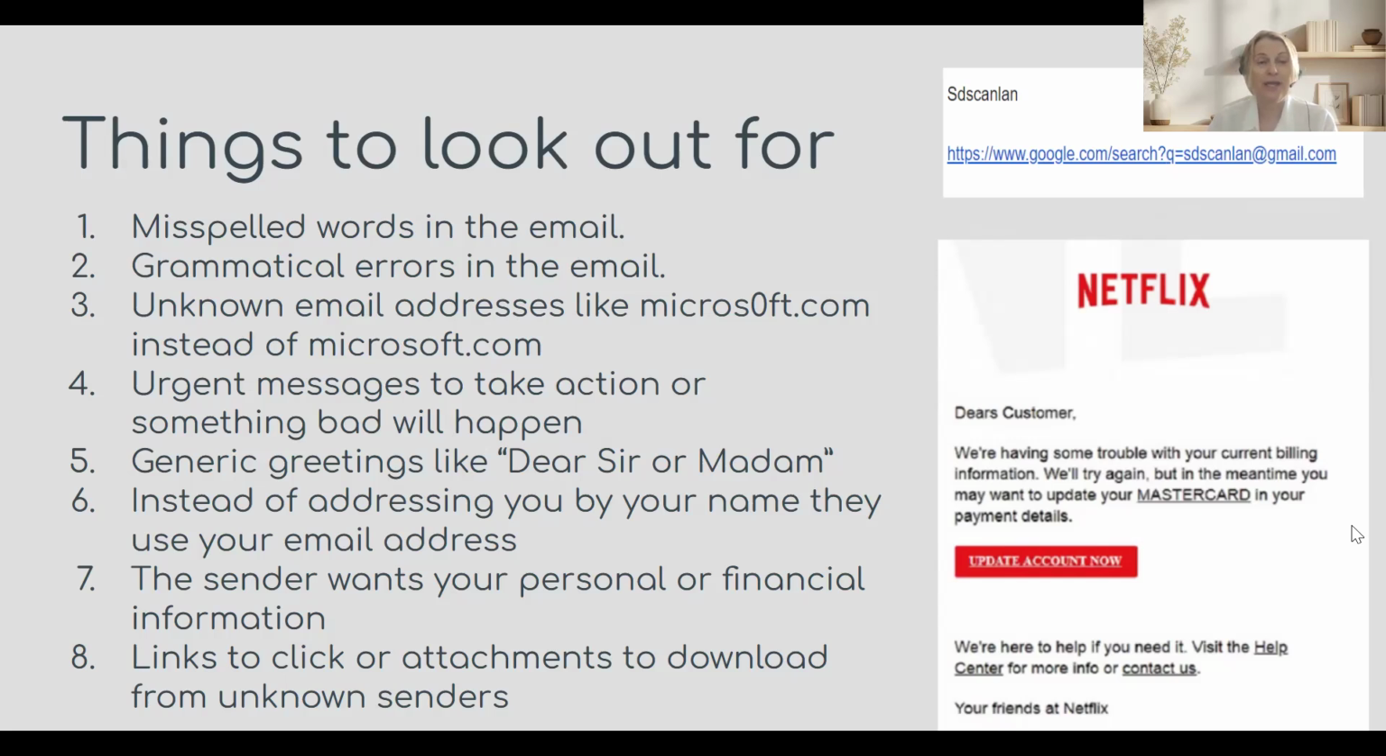Number 4, urgent messages to take action or something bad will happen. And this is very, very common. They're trying to frighten you. You have to do this or your accounts will be suspended. You have to pay this money or your license is going to be suspended. You have to do this or your bank account will be locked. You have to do this or your credit card will be shut down. You have to do this or the police are going to come. So any urgent message to take action right now, almost threatening, is a sign that it is phishing.